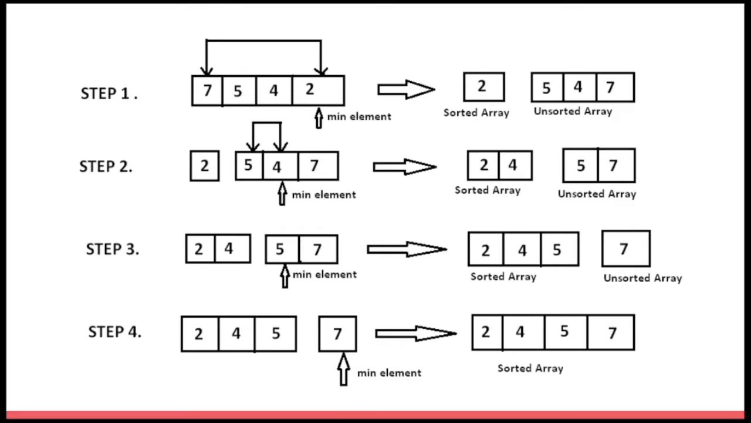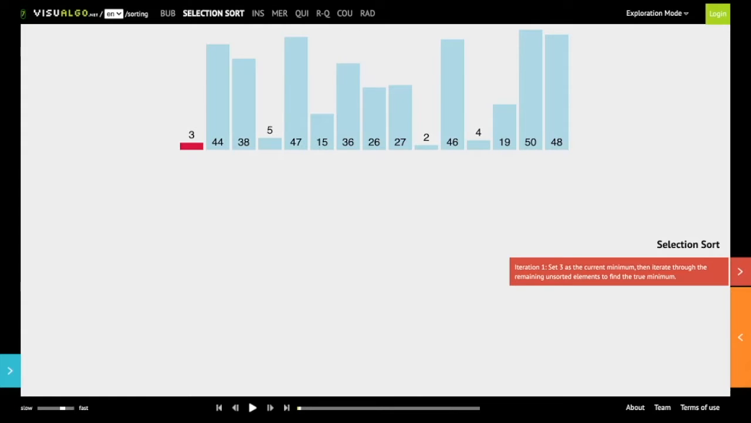So here's a picture. And now let's look at a visualization of it. This is going to be the first iteration, and you're going to set 3, the number at the 0 index, to be the current minimum. And then you're going to iterate through the remaining unsorted elements to find the true minimum, since we don't know if 3 is actually the smallest number or not. So let's step through it.